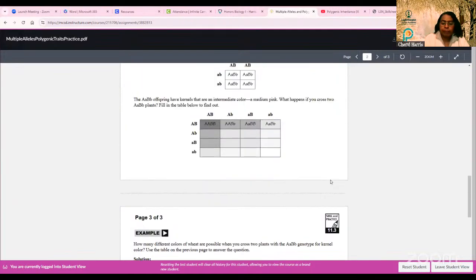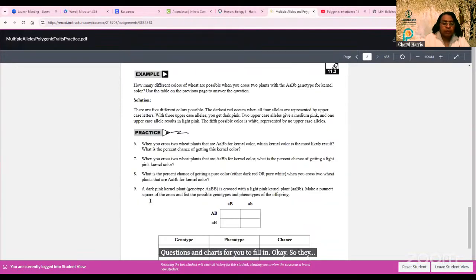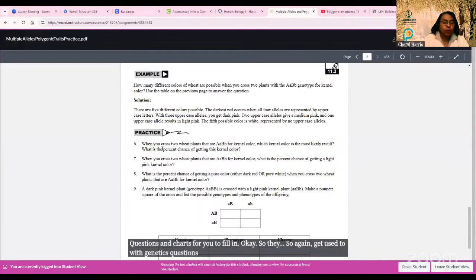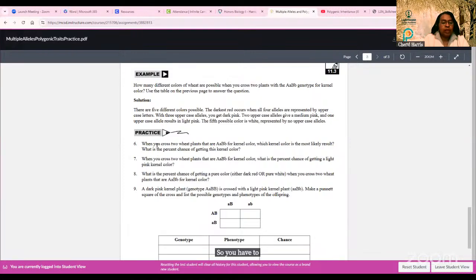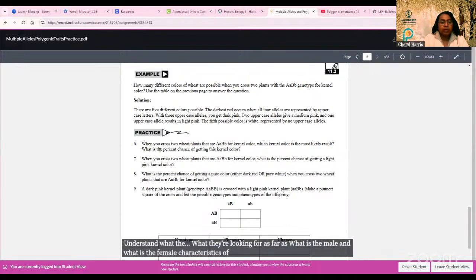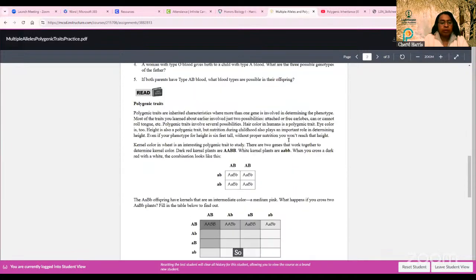Okay, so again, get used to with genetics questions that it comes off like a word problem. So you have to be able to go in and, again, vocabulary, understand what they're looking for as far as what is the male and what is the female characteristics of that organism. So let me come back up here.